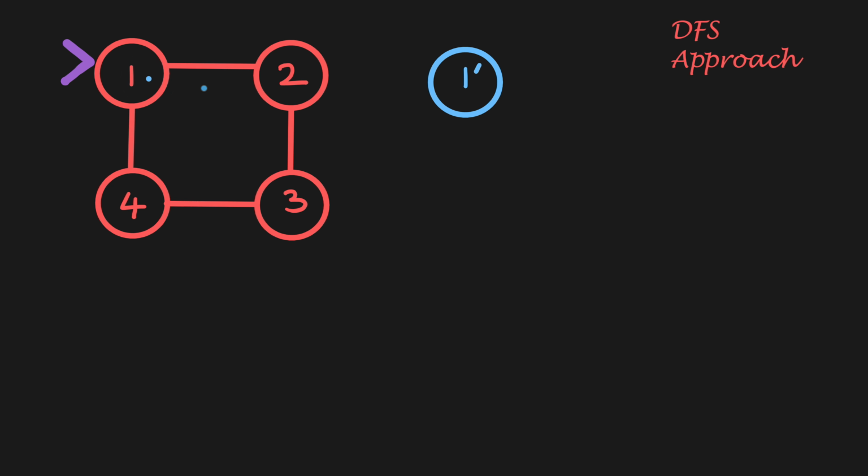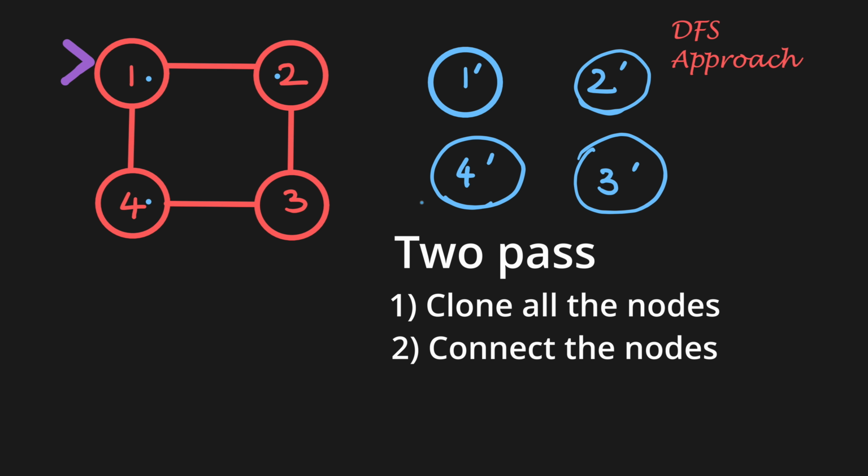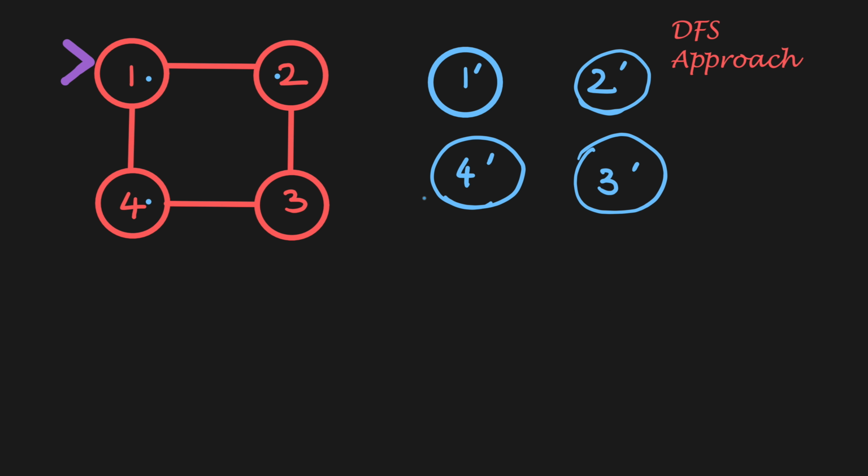Node 1 has neighbors, node 2 and node 4. To finish cloning node 1, we need to attach its neighbors. But the clones for node 2 and node 4 don't exist yet. So we might think, okay, let's just run the traversal through the entire graph first, create all the clones and then come back to connect them. This effectively becomes a two-pass approach. But even here, we hit a wall.